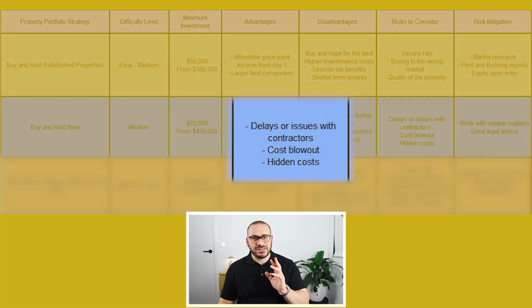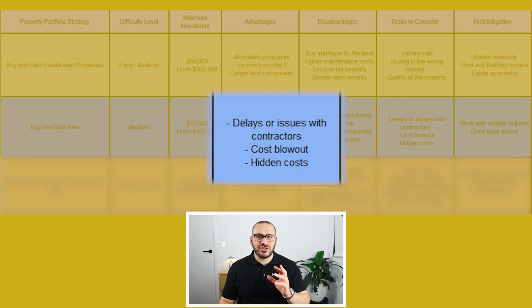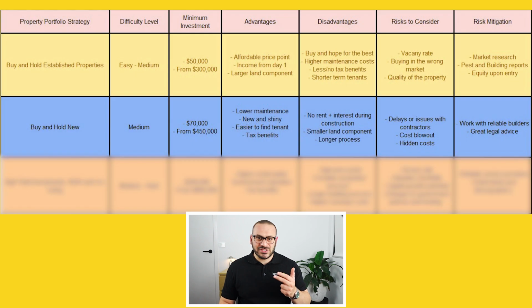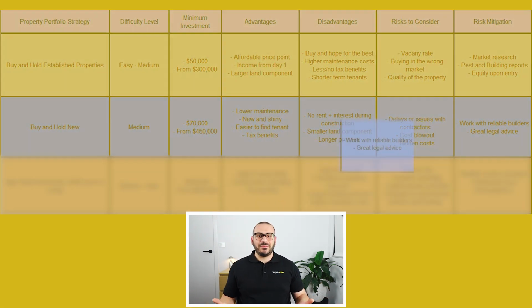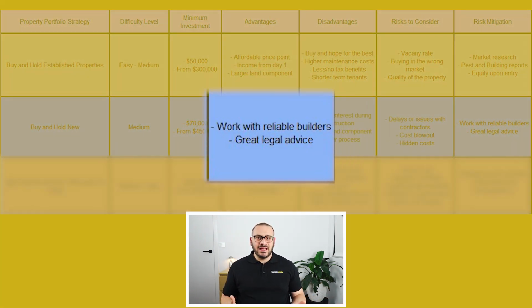The 3 risks to consider when building a brand new property are generally related to building delays and issues with your builder, costs blowing out, or your builder might not be very open and transparent with you, and you might end up having some hidden costs along the way that might catch you by surprise. And the best way to mitigate these risks is obviously to work with reliable and honest builders.